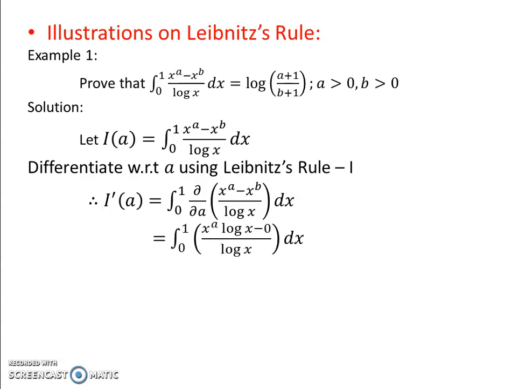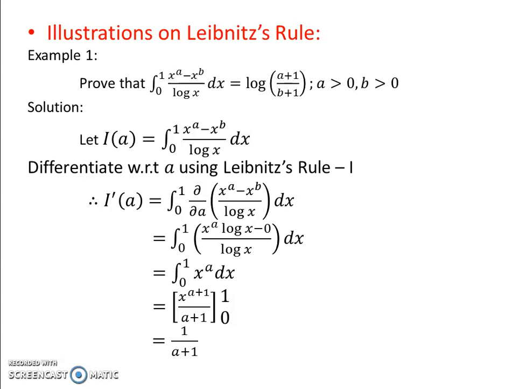So this integration equals integration 0 to 1 of (x raised to a into log x minus 0) upon log x. The log x cancels, and we get integration 0 to 1 of x raised to a dx. Solving this, the integration of x raised to a is x raised to (a plus 1) upon (a plus 1) from 0 to 1. Substituting the upper and lower limits, we get 1 upon (a plus 1). So we get the value of I dash of a, but we are not interested in finding I dash of a, we are interested in finding I of a.